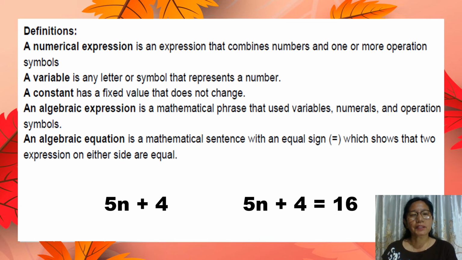An algebraic expression is a mathematical phrase that uses variables, numerals, and operation symbols. So 5n plus 4 is an example of an algebraic expression. An algebraic equation is a mathematical sentence with an equal sign, which shows that two expressions on either side are equal. So here, 5n plus 4 is equal to 16 is the example of an algebraic equation.